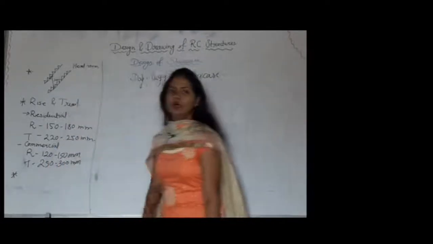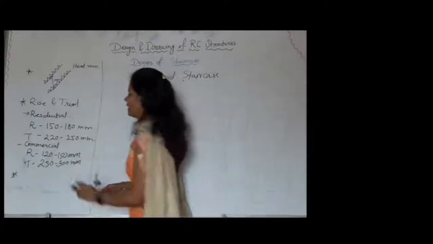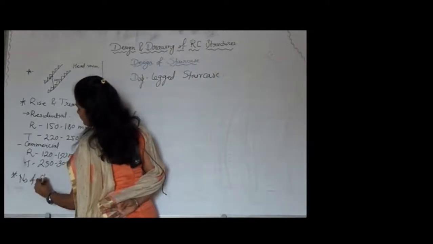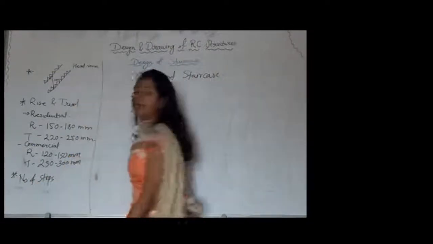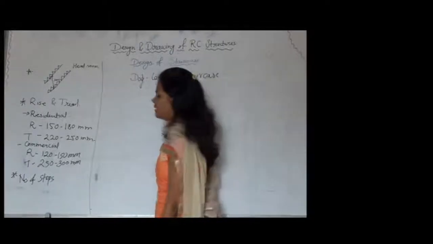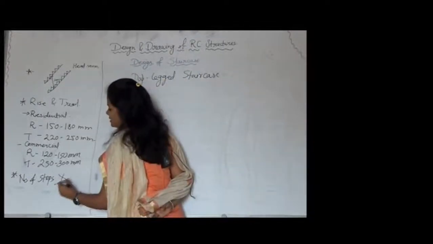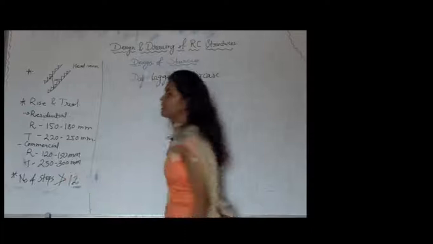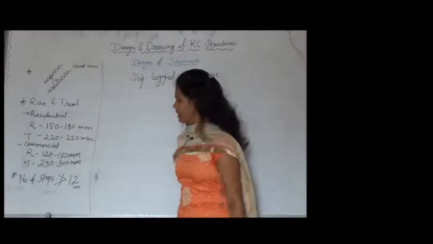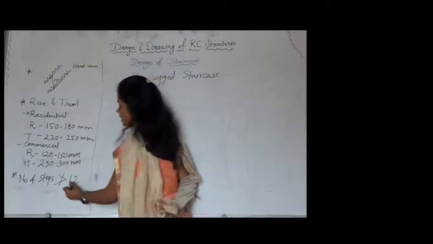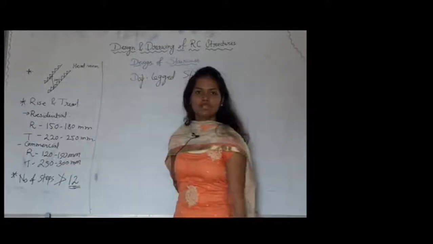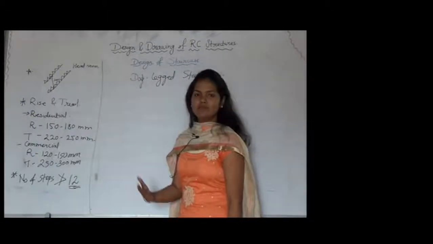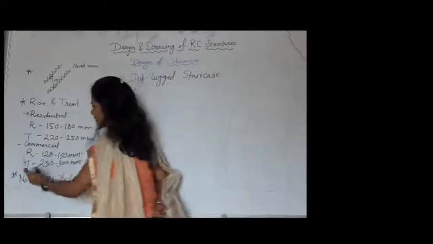One more important point under planning of the staircase is the number of steps. In case of any staircase, when we provide these steps, the number should not exceed 12. These considerations are derived from experience, which shows that the number of steps should be either 12 or less, because if we exceed the number of steps, it is difficult to go up.